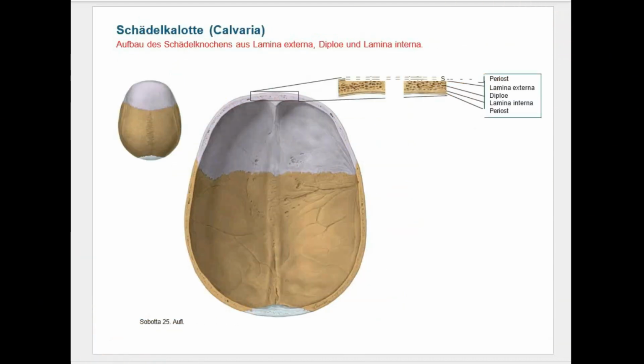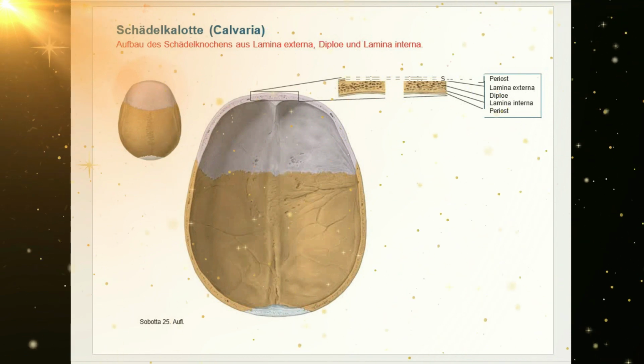And now the skull cap, the calotte or calvaria. The calvaria, the upper part of the skull that forms the brain protection, consists of three main layers: the lamina externa, the diploe, and the lamina interna. The lamina externa is the outer bone layer of the calvaria. It consists of compact bone.